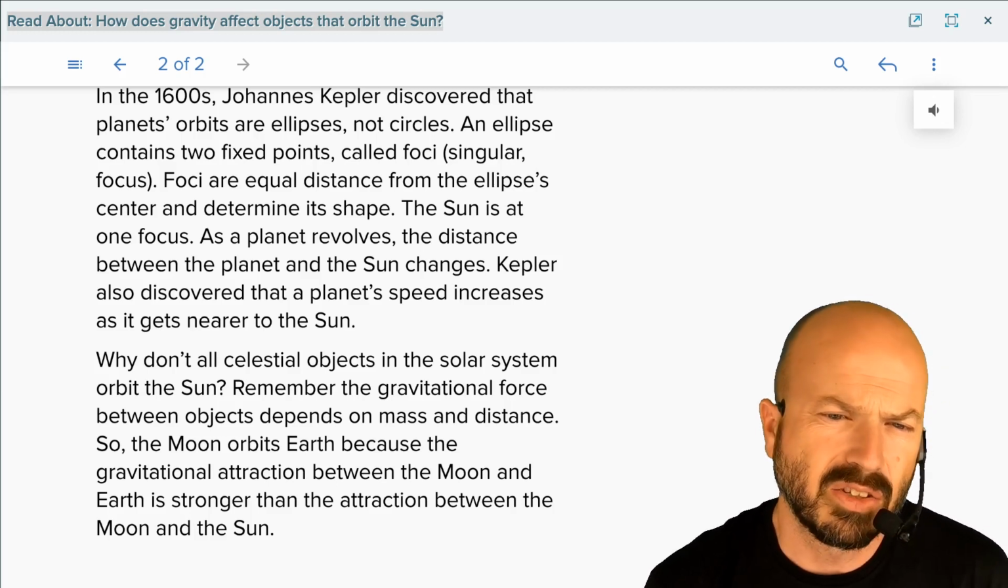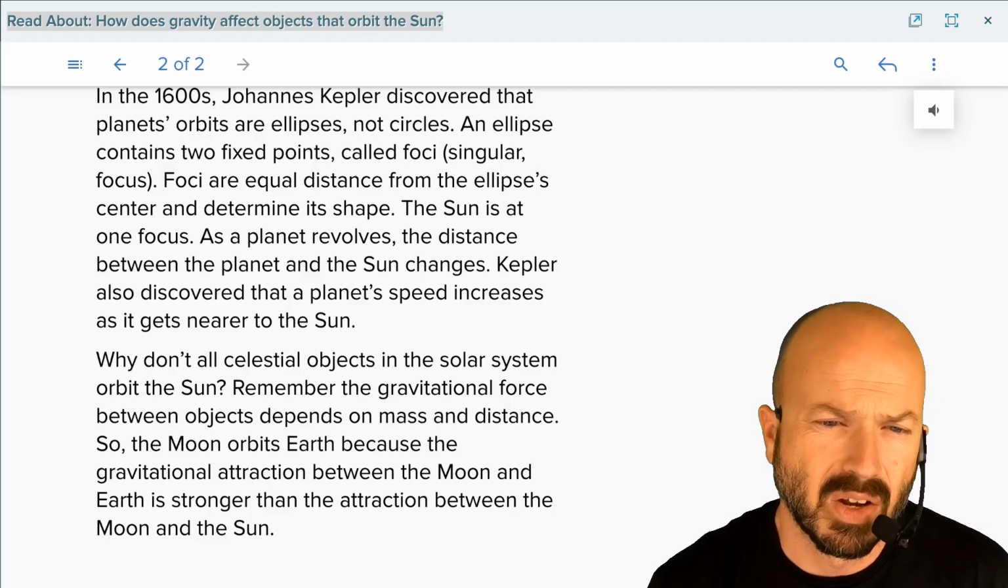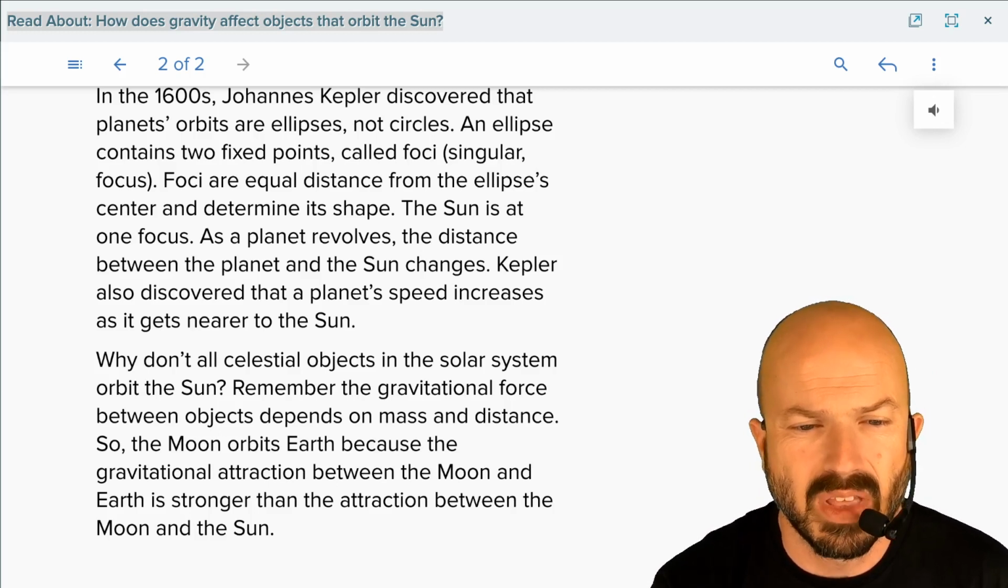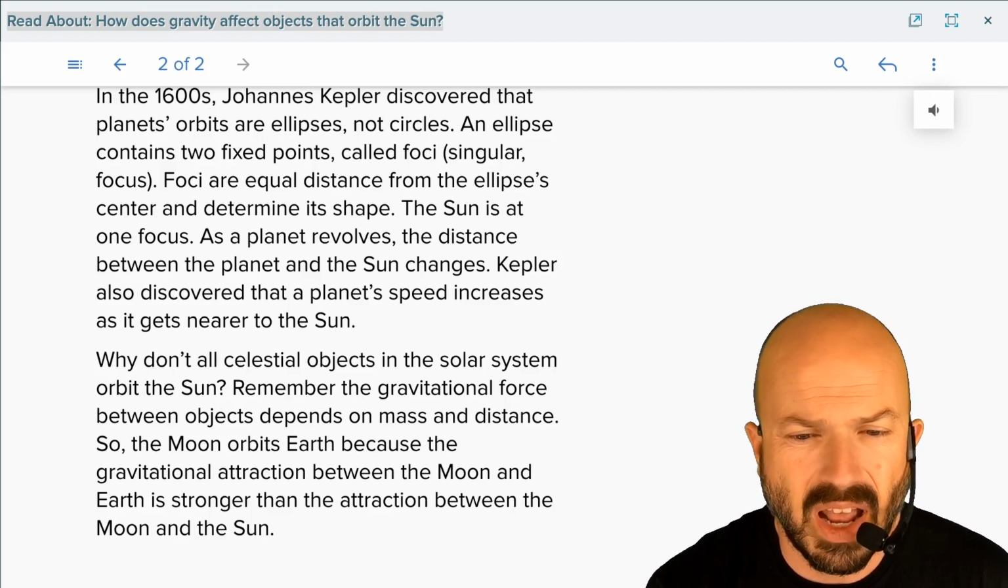Why don't all celestial objects in the solar system orbit the sun? Remember, the gravitational force between objects depends on mass and distance. So, the moon orbits Earth because the gravitational attraction between the moon and Earth is stronger than the attraction between the moon and the sun.